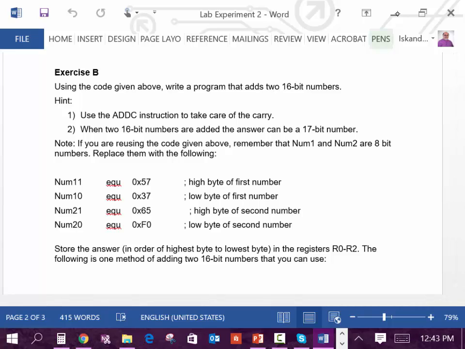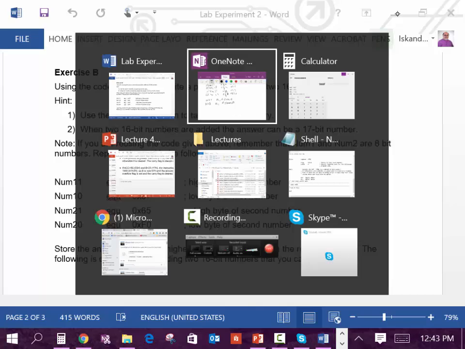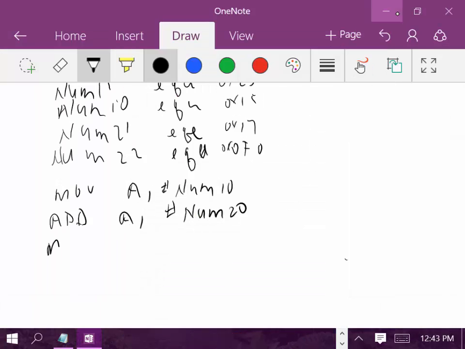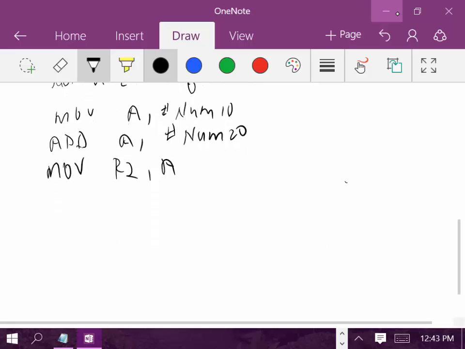So this is our lowest order byte. So we move to R2A right there. So that stores the result. Now if we have a carry out, it's going to save that carry out in the carry flag. So the next time we do an addition, we need to do an add with carry.